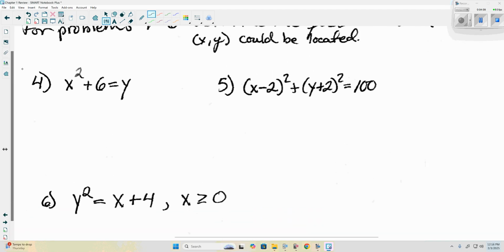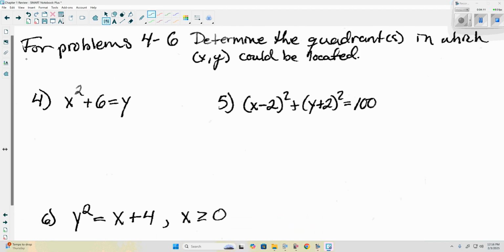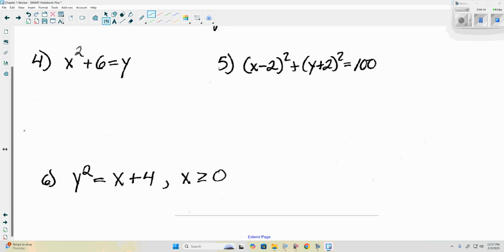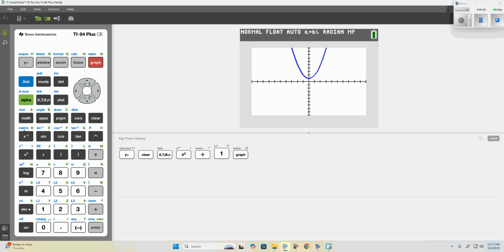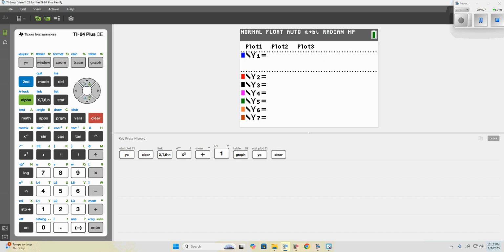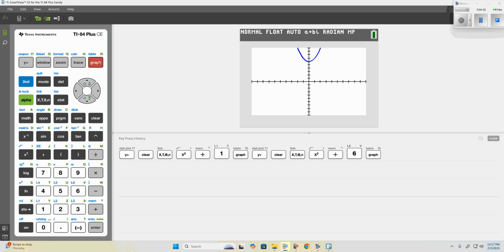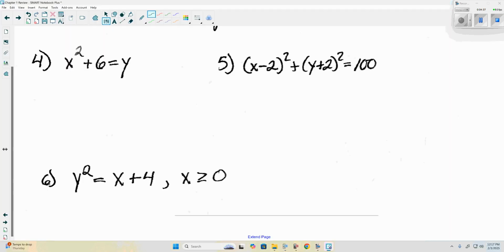4 through 6, these aren't going to actually be on the test. Determine which quadrant in which xy can be located. Although they're not too bad for this here. y equals x squared plus 6. Because one way we can do this is I can grab the graphing calculator, say y equals x squared plus 6, graph. We can see that the points on this graph are in the top 2 quadrants. So the quadrants that this is in, quadrant 1 and quadrant 2, the first and second quadrants.